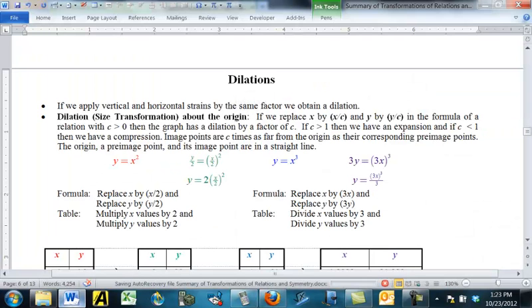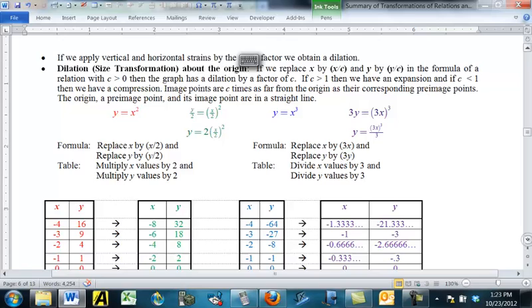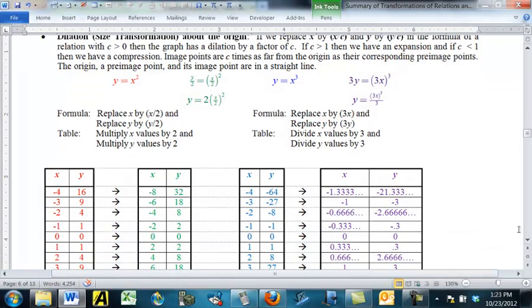Okay. So here it is in a table. If we replace in the red one, y equals x squared, we replace x by x over 2 and y by y over 2, we're going to actually double all the lengths. Everything's going to be twice as far away from the origin, straight out from the origin from where it was. And we're going to actually double all the x coordinates and double all the y coordinates.